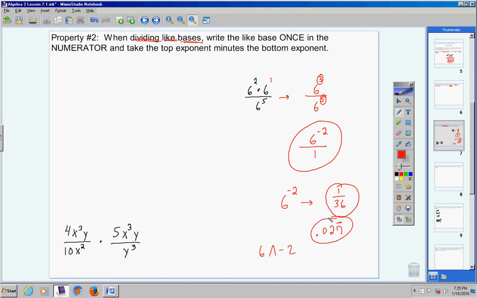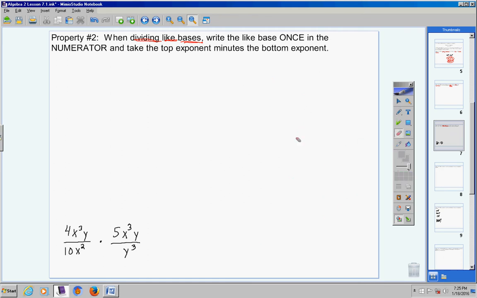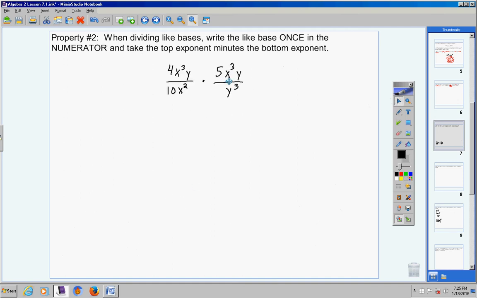But on a test or a quiz, I'm probably going to have you write your answer like this so that I can see that you're using these properties. Alright, let's move on to the next property. And here we go. Alright, so we're going to mix a bunch of stuff together now, okay?